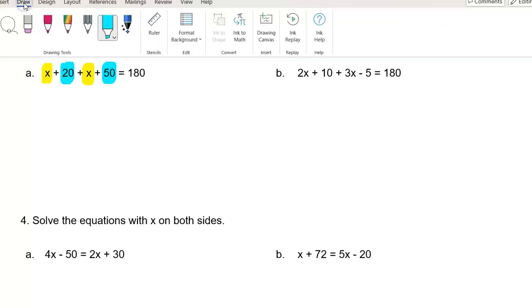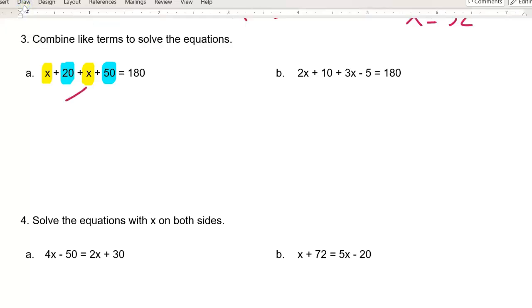So to combine these, we're going to just add them together. X plus x gives me 2x. 20 plus 50 gives me 70. So that simplifies to 2x plus 70. I'm going to drop down the equals 180.